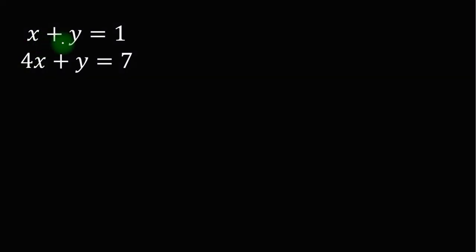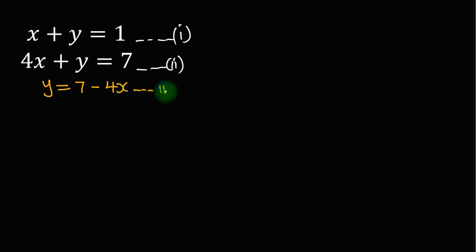So we shall solve this simultaneous equation using the substitution or the replacement method. So we have the first equation and also we have the second equation. So in our case, we want to rewrite the second equation in terms of y. So that will be y is equal to 7 minus 4x. Call it the third equation. So we are going to use the third equation to substitute into equation 1. So whenever we have y, we replace it with 7 minus 4x.